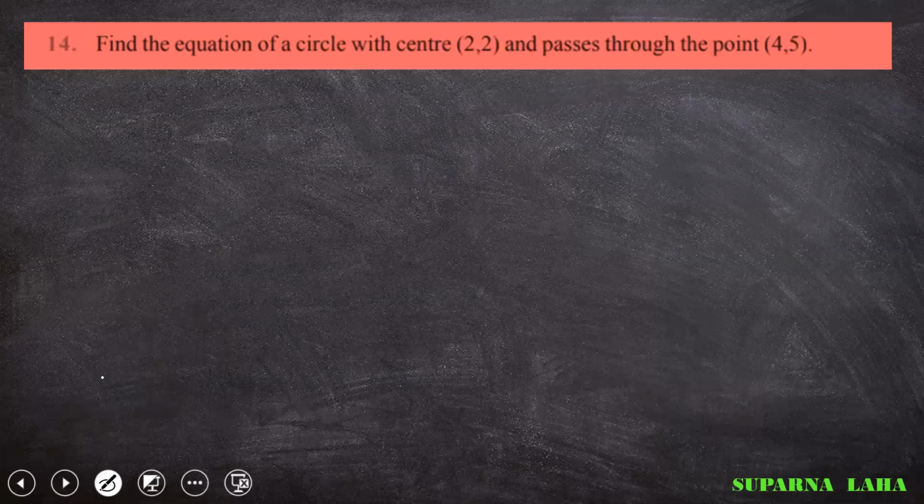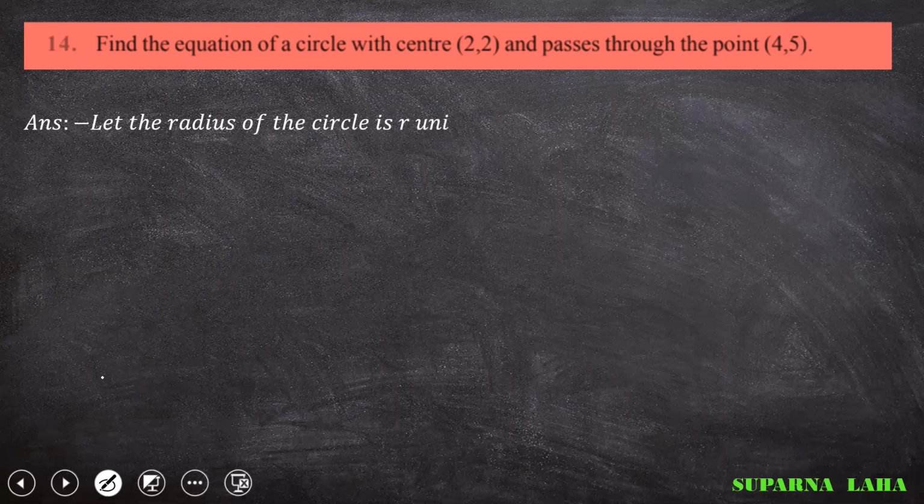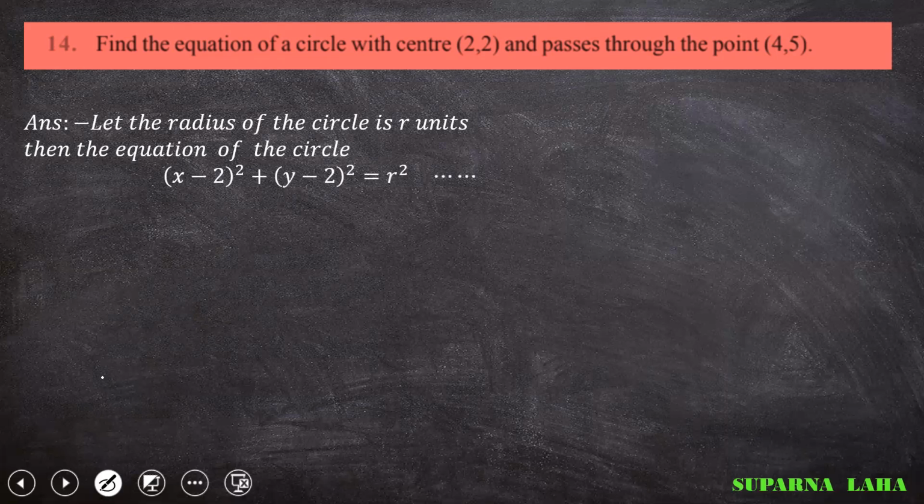Now moving to the next one. Find the equation of the circle with center (2, 2) and passes through the point (4, 5). For the standard equation, you need the center and the radius. So let us take the radius as r. Then we can write the equation of the circle like (x minus 2) whole square plus (y minus 2) whole square is equal to r square.